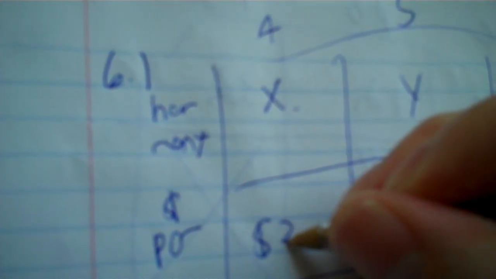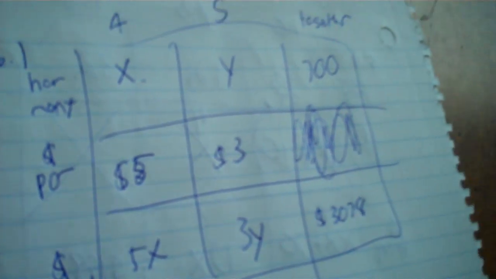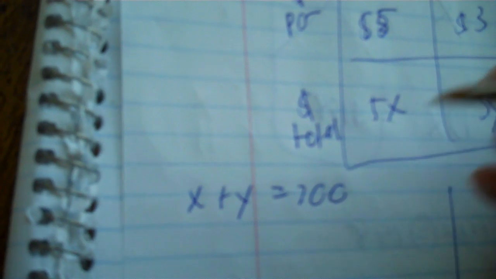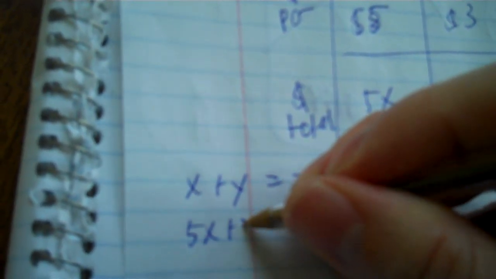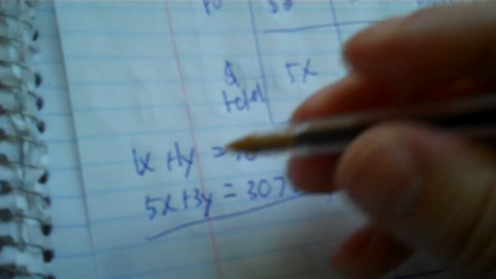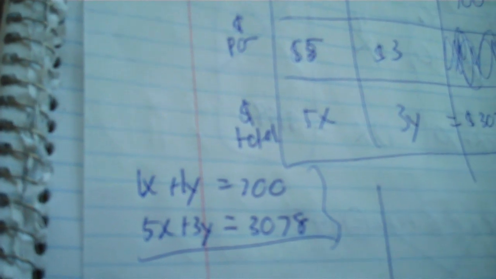Okay, adults, those cost $3. Or no, $5. Students are $3. So it's 5x and 3y. Now you have two equations. You have this and this. Two equations with two variables. So I'm going to make kind of a cross. So you have x plus y equals 700. 5x plus 3y equals 3,078. Okay, use elimination.